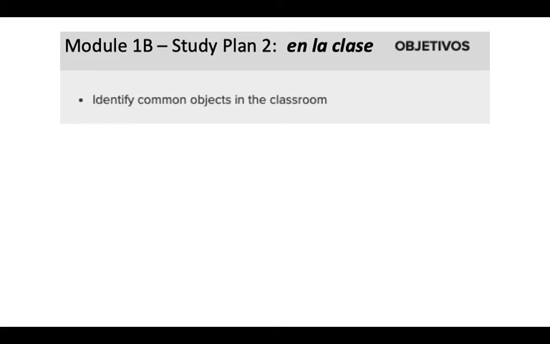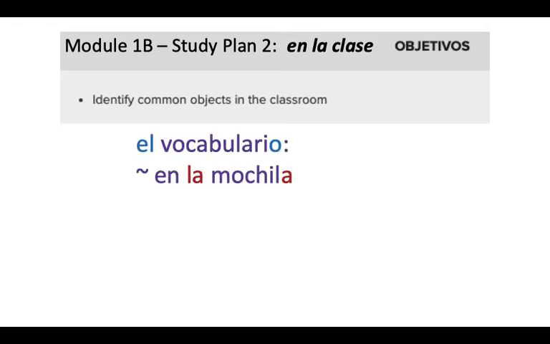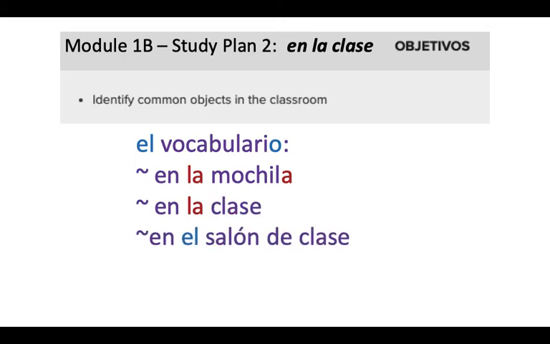In this particular module, or actually I should say in the study plan, the objectives are to identify common objects in the classroom. Let's look at the specifics. El vocabulario is going to include en la mochila, in the backpack, en la clase, in the class, en el salón de clase, in the classroom. I want you to notice something that I've added to this particular module to highlight for you. You're going to see some different colors of letters, specifically the blue and the red.